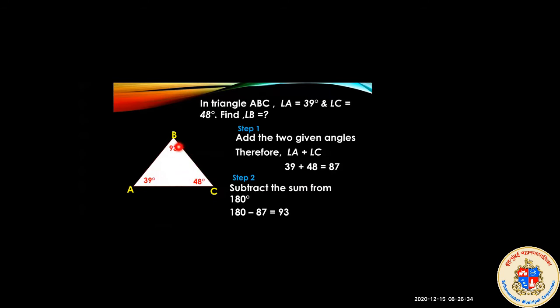But if one measurement is not given and only two angles are given, these are the steps you have to follow. You have to add the two angles and then subtract the sum from 180 degree. Why are we subtracting from 180 degree? Because the sum of all the angles of a triangle is 180 degree.